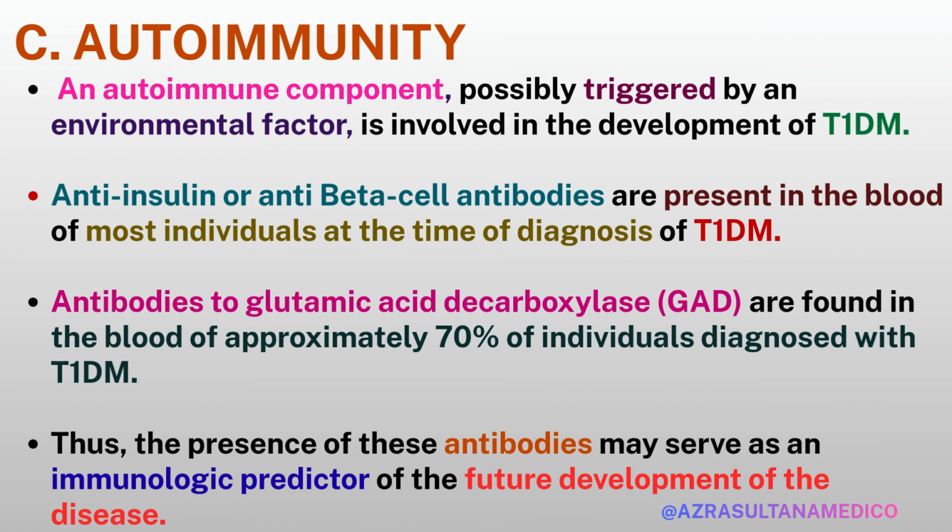Autoimmunity. An autoimmune component, possibly triggered by an environmental factor, is involved in the development of T1DM. Anti-insulin or anti-beta cell antibodies are present in the blood of most individuals at the time of diagnosis of T1DM. Antibodies to glutamic acid decarboxylase, GAD, are found in the blood of approximately 70% of individuals diagnosed with T1DM. Thus, the presence of these antibodies may serve as an immunologic predictor of the future development of the disease.